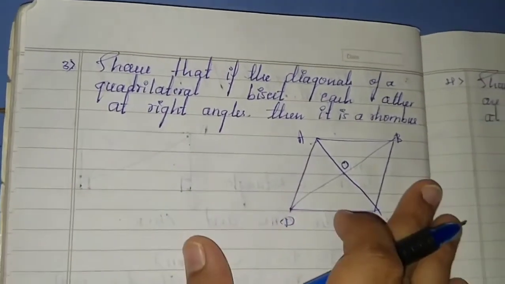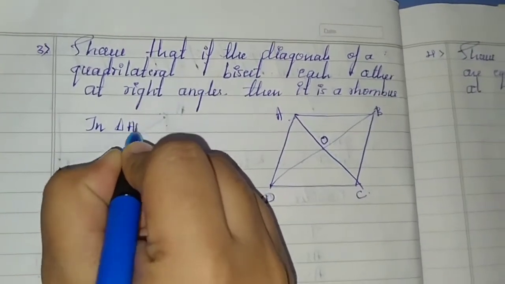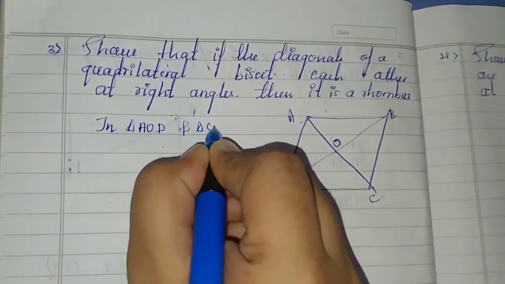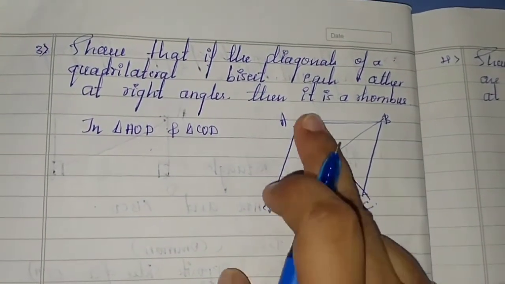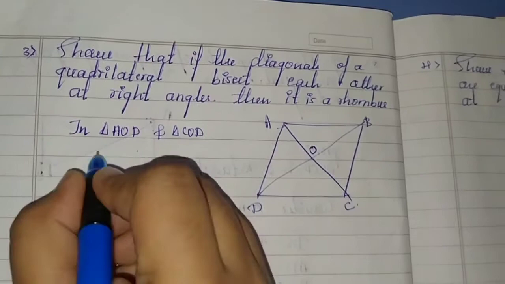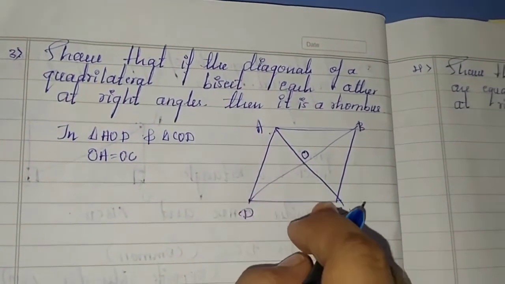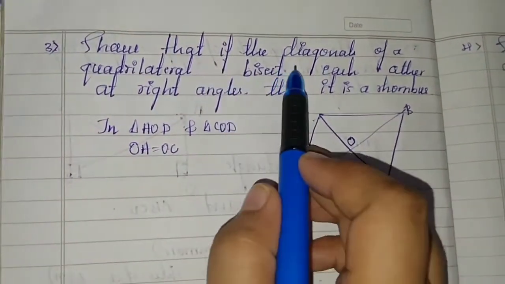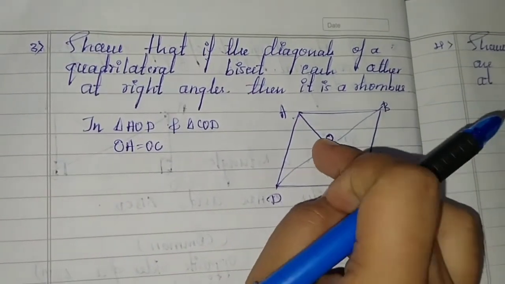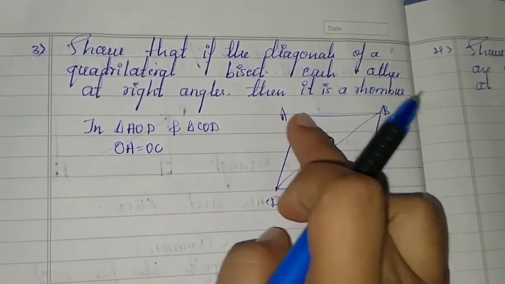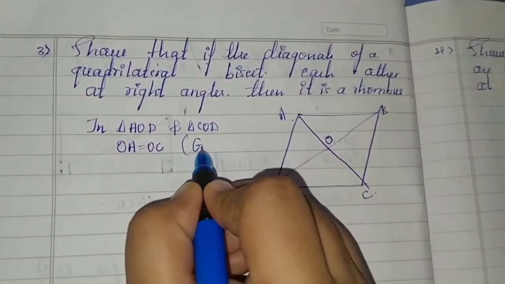In order to show this, first you have to consider triangle AOD and triangle COD. In these two triangles, you can see OA is equal to OC, isn't it? Why have I taken this? Because in the question they have already given that the two diagonals are bisecting each other, meaning AO and OC are equal to one another. So this is the given thing.